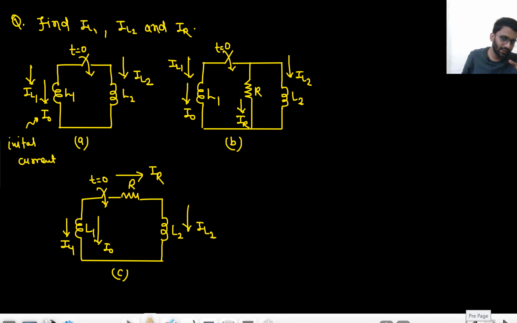0 current is flowing in the resistance R. So that means in L1 and L2 as well, there will be 0 current. So at steady state, there will be 0 current in L1 and L2. Are you getting my point?